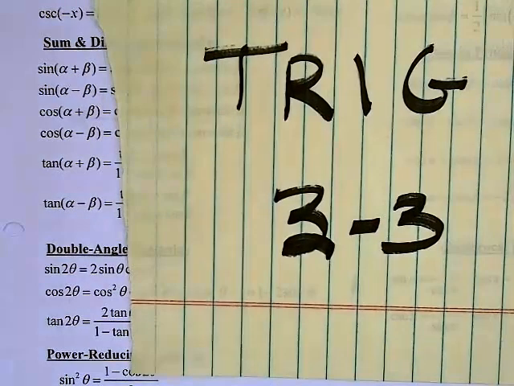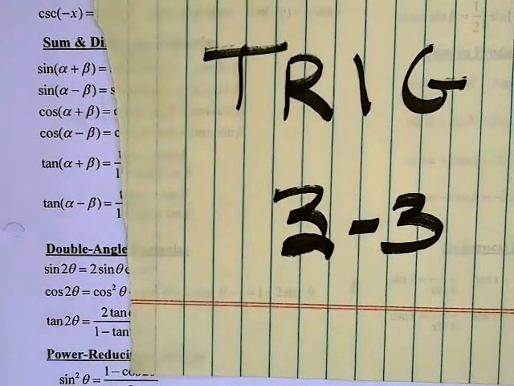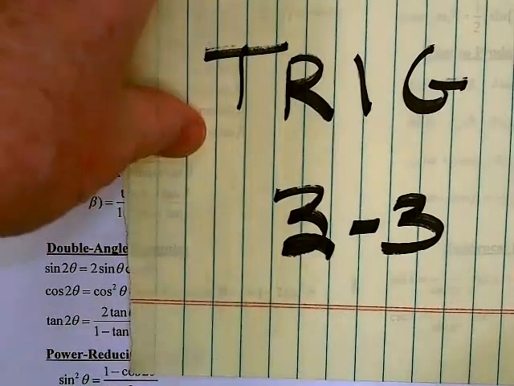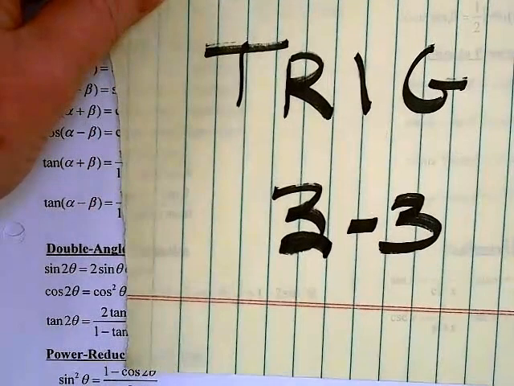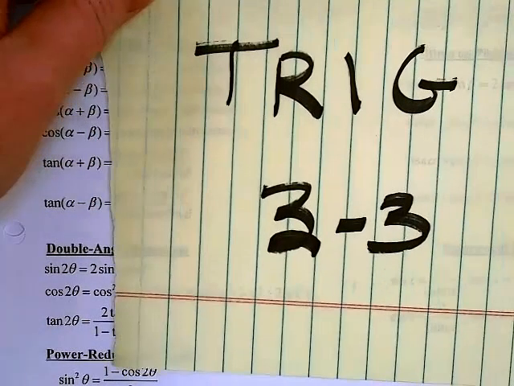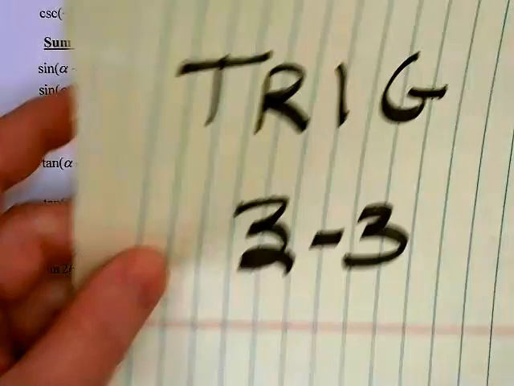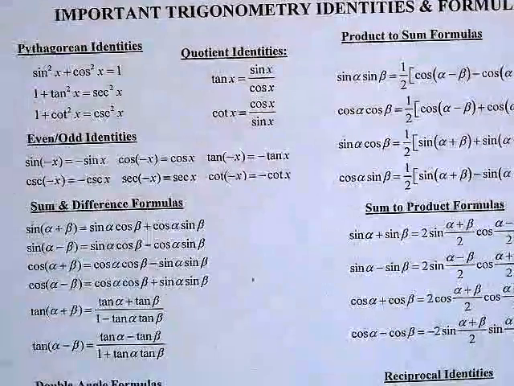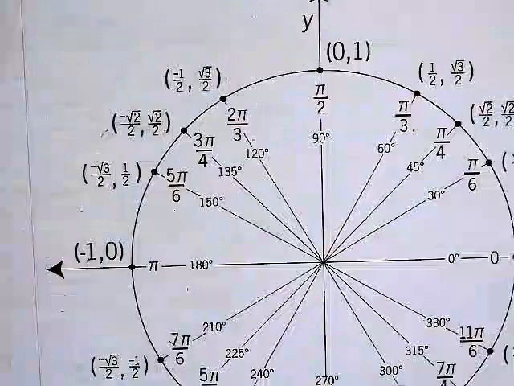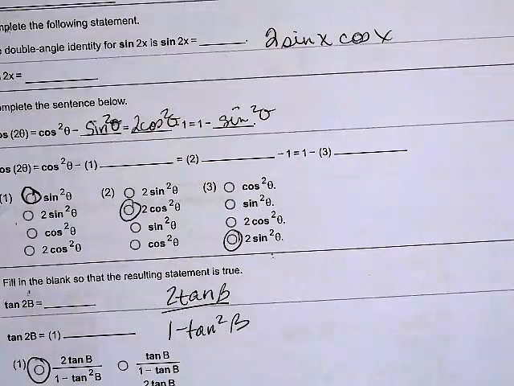Okay, making a little video today from Trig, Chapter 3, Lesson 3. I just want to help you along. This is a difficult chapter. I just want to walk you through this homework lesson and hope that this helps you. The first thing I want you to make sure you have is your identity sheet handy. We're going to be using this a lot. You probably also need your unit circle, so have those handy.